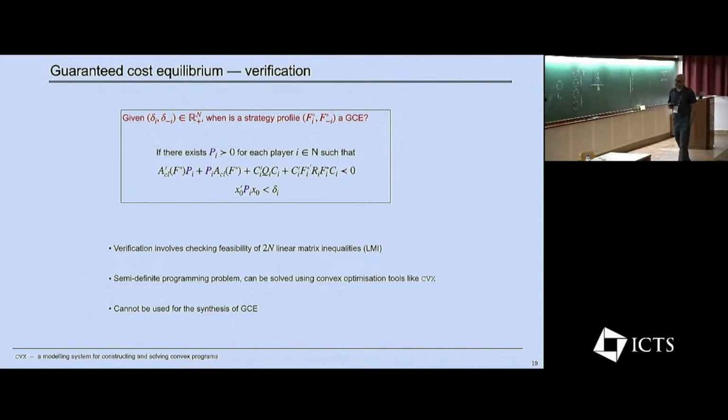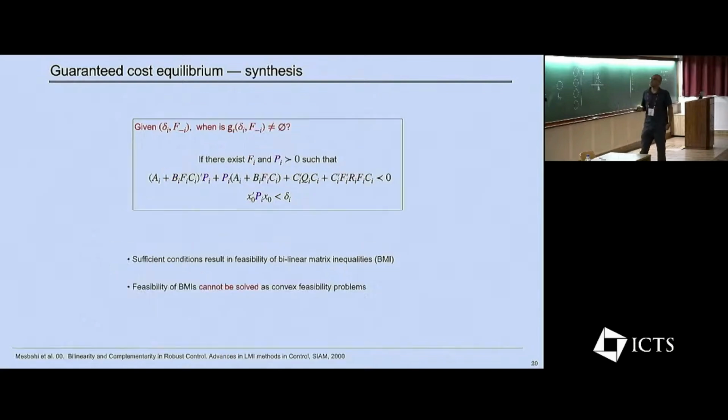But this result cannot be used for synthesizing a guaranteed cost equilibrium. I can only verify if a strategy profile is an equilibrium or not, but I cannot synthesize an equilibrium. So for synthesis, we require that the guaranteed cost response of each player must be non-empty. Just like in computing a Nash equilibrium, we require the best response of each player to be non-empty. So we have a similar requirement here.